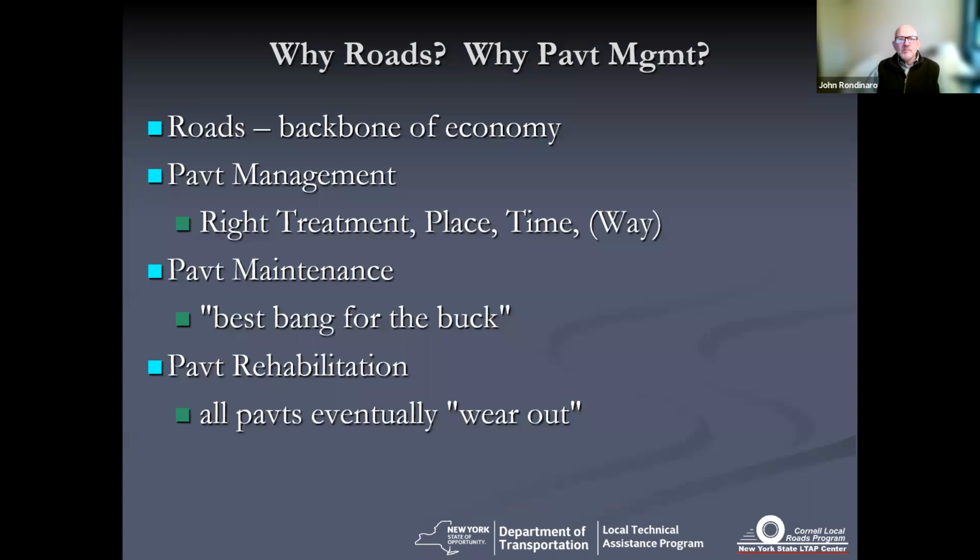All right, we call these why webinars, and we call them why webinars for a reason. We ask the question, no matter what the topic is, why do we do what we do? So in this case, we're talking about why roads and why pavement management. Well, roads, pretty simple. They're the backbone of the economy, and to keep the economy chugging, you've got to have a good road system. Pavement management is the framework that we use to keep that system in good shape, and it's focused on the key concepts of right treatment, right place, right time, and my own personal add, right way.